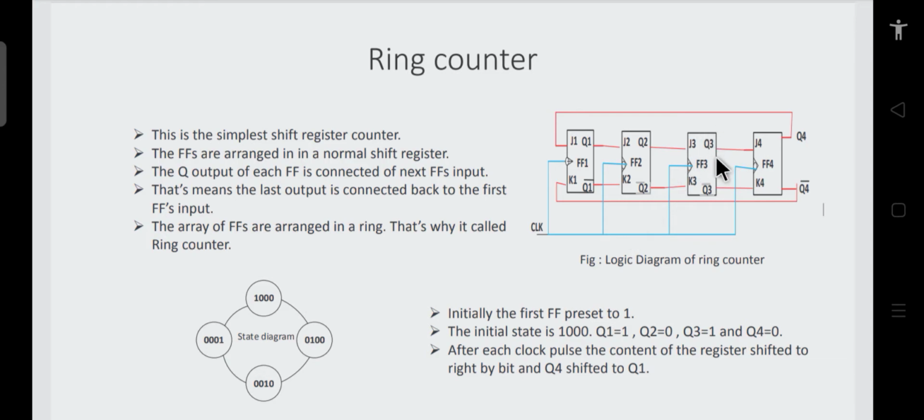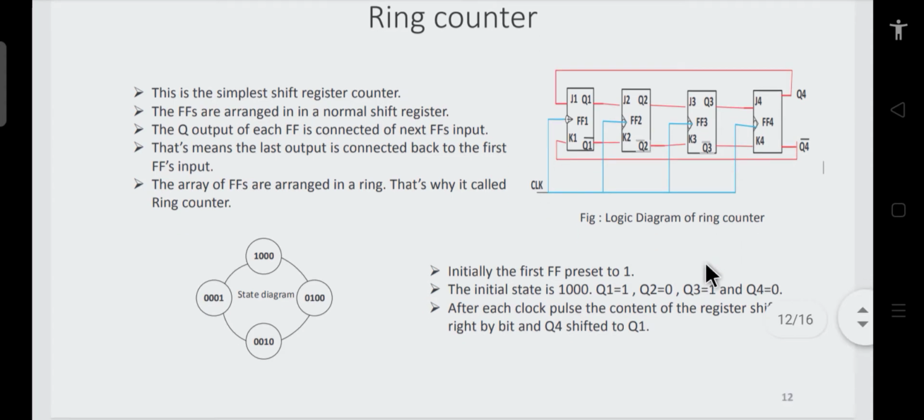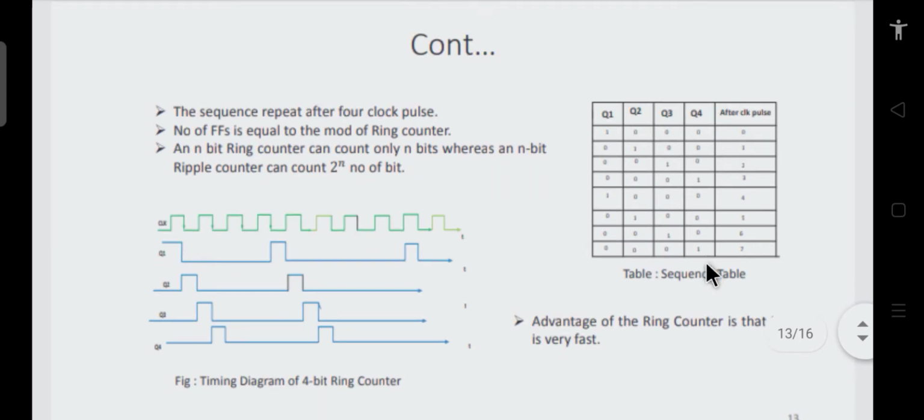You can see that in an asynchronous counter, if we used 4 flip-flops, we were able to count 2 to the power 4, that is 16 states. But if we use a ring counter, then we can only count these 4 states. So this is a misuse or wastage of hardware. This is the problem with the ring counter.